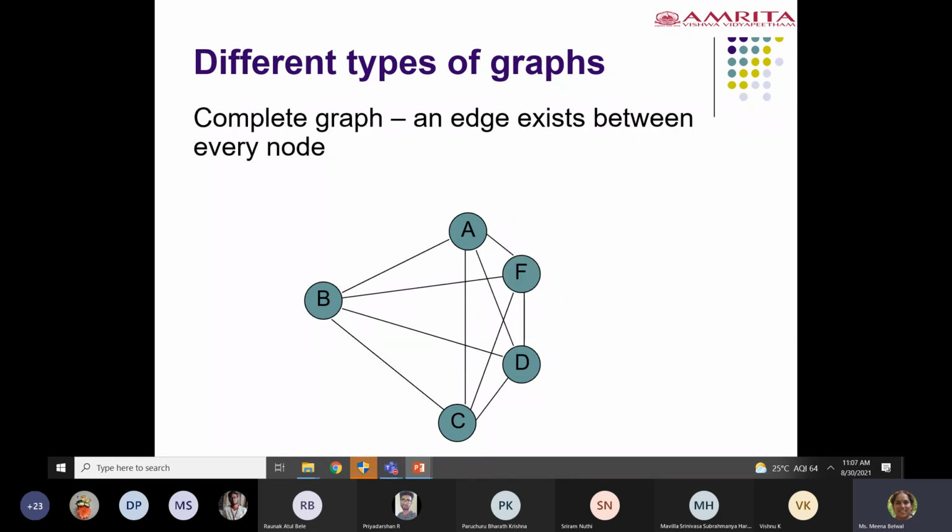Okay. Then a different type of graph is the complete graph. Another kind of graph. A complete graph means there is a connection, an edge, between every two nodes. An edge exists between every node. It's a complete graph. A to B, A to C, A to F, A to D, like that. And if it's a directed graph, then definitely everywhere you will find two edges. A to B also, B to A also. Then you will call it a complete graph.